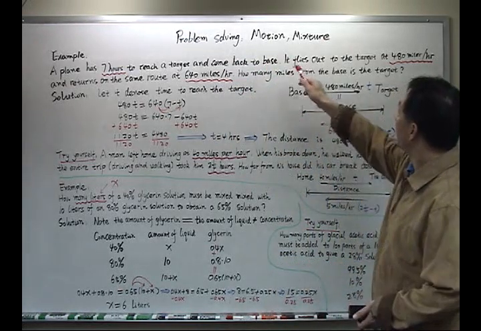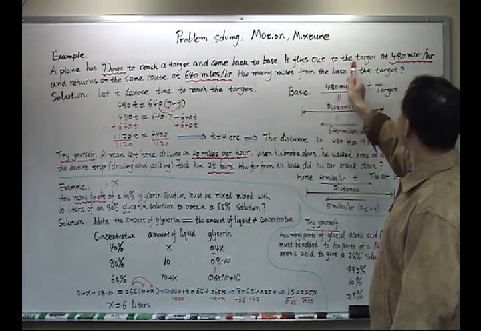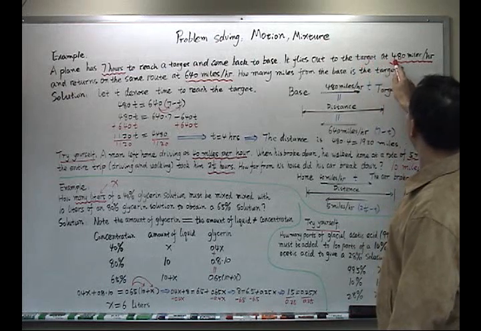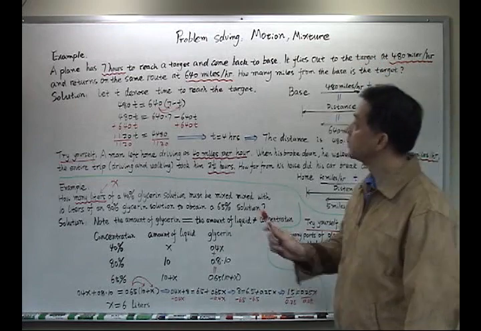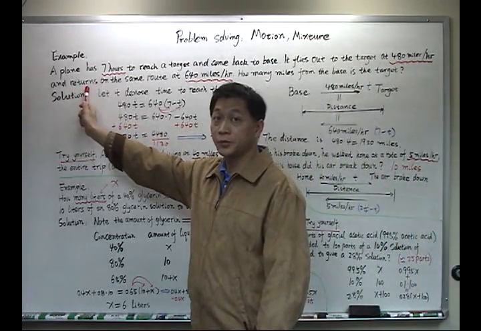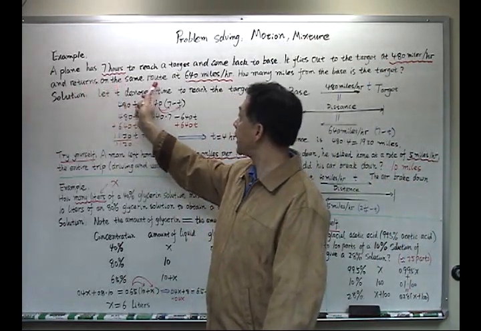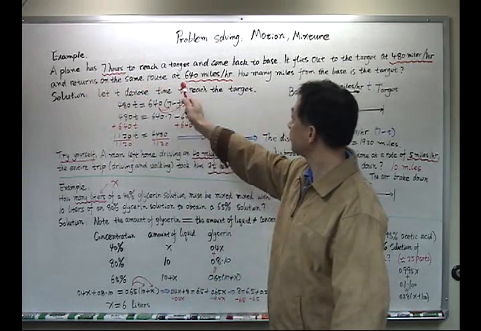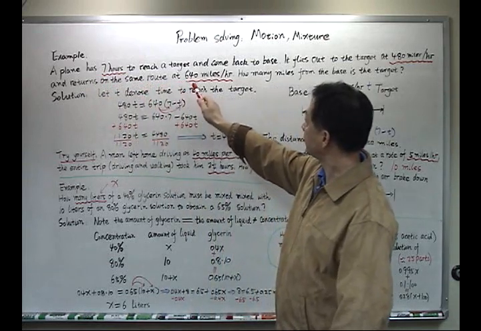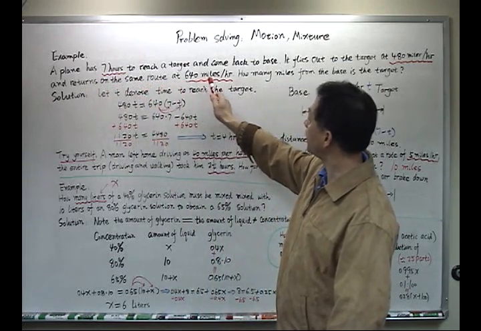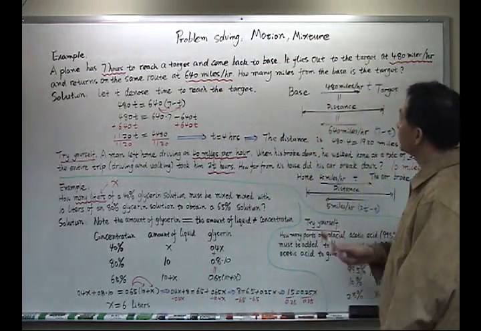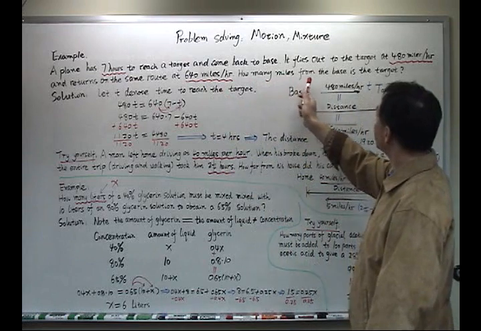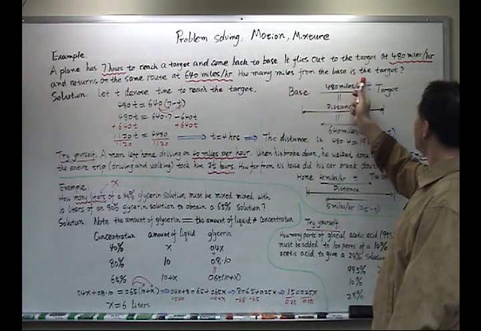So it flies out to the target at 480 miles per hour and returns on the same route at 640 miles per hour. It asks us how many miles from the base is the target.